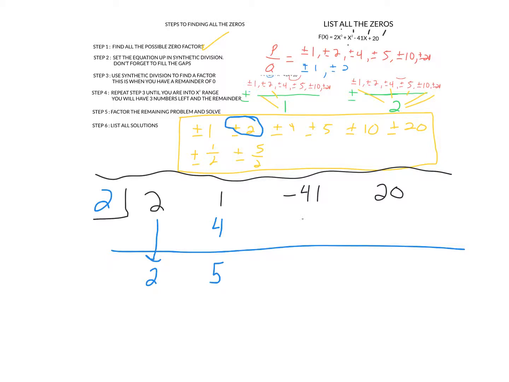2 times 5 is 10. So I'm going to get negative 31. 2 times negative 31 is negative 62, and if I add down, I get negative 42. Now remember, the key is the remainder has to be 0, which tells me in this case that positive 2 is not a factor, which means for you, you now have the fun task of you have to erase all this.